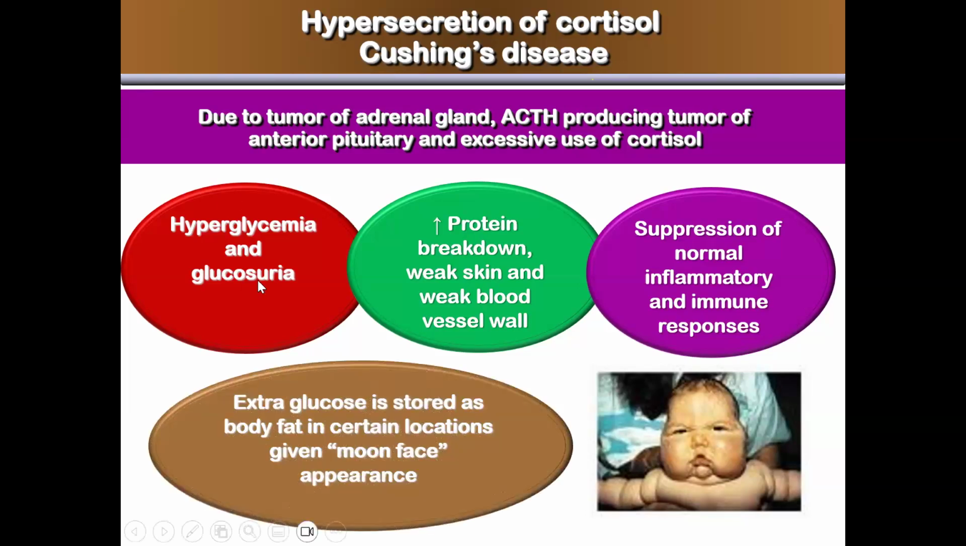As a result of high blood glucose level, extra glucose will get converted into fat in certain locations, for example, in the face. So the face will appear rounded and full. It is called moon face appearance because of storage of fat around the face.